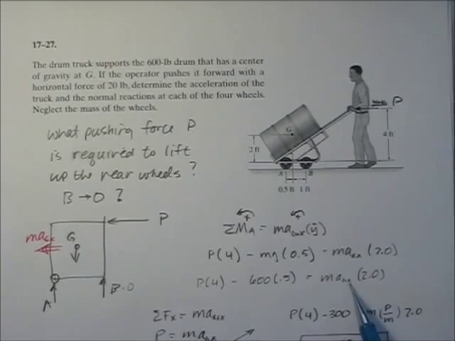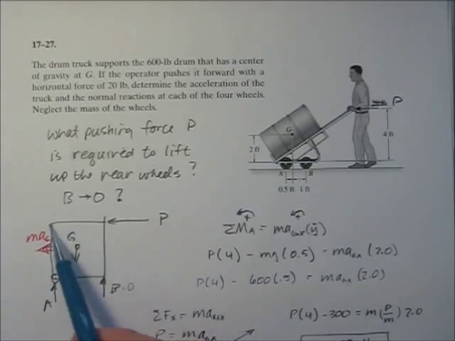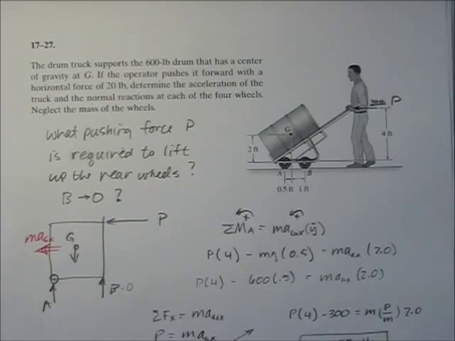So in order for me to get another equation, I have to sum the forces in the x direction. The sum of the forces in the x, going this way, is equal to my mass times acceleration. So in this case, P is equal to ma in the x direction. I can solve that for acceleration as equal to P over m, and plug that back into my moment equation. Now I have 2 equations, 2 unknowns, and I can resolve that for 150 pounds. P is equal to 150 pounds in order to lift up the rear wheels. So I hope that's easy enough to see.